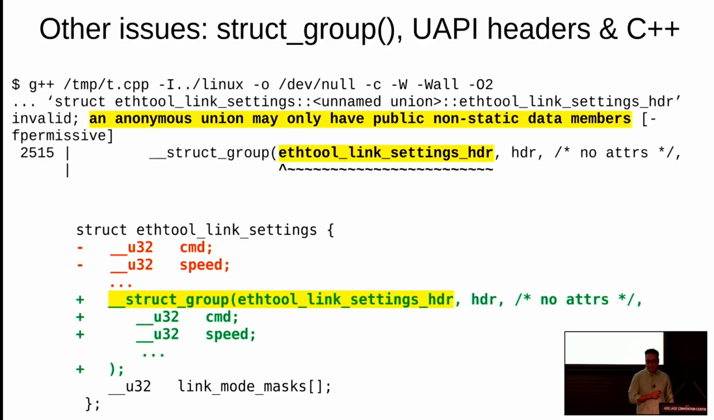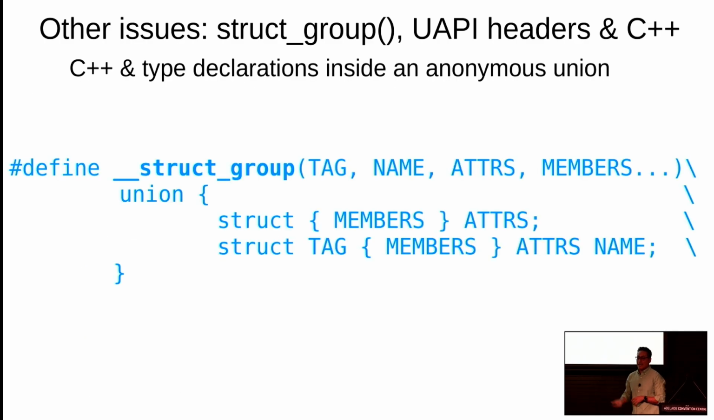And this is the warning that C++ emits. Well, actually, it's an error. Basically, what it says is that C++ doesn't like to declare types inside anonymous unions. And this is exactly what we do with struct_group. We have a union, we have an anonymous structure, but we also declare a new type inside this anonymous union. So this is what GCC doesn't like.